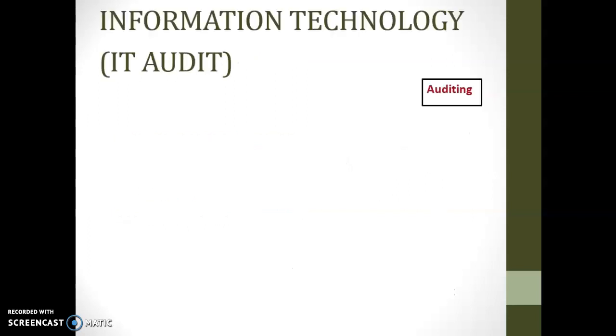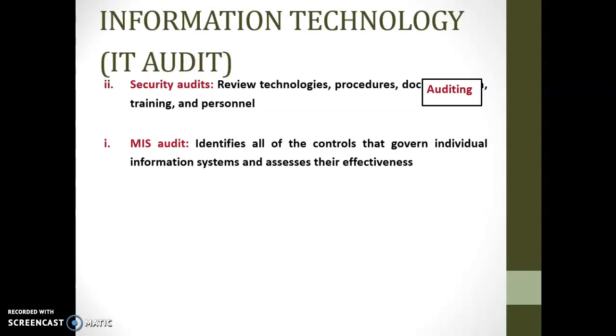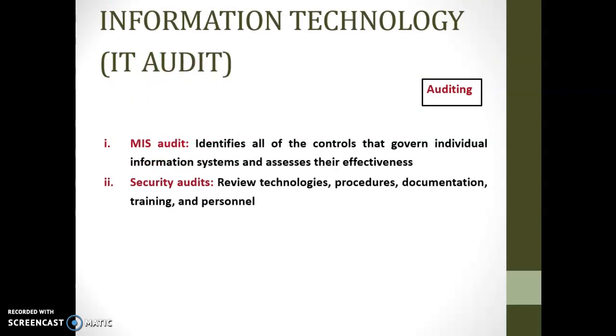Okay, alright. After kita dah buat risk mitigation, kita kena tengok audit. Okay, kita akan buat 2 types of audit. Okay, the first one is MIS audit, Management Information System audit. The second one is the security audit. Okay, MIS audit will identify all the controls that govern the individual information system and assesses their effectiveness. So we have to make sure that all the information systems, okay, an individual information system, meaning that every system in the organisation, kita kena tengok macam siapa dia yang dia punya accessible dia.